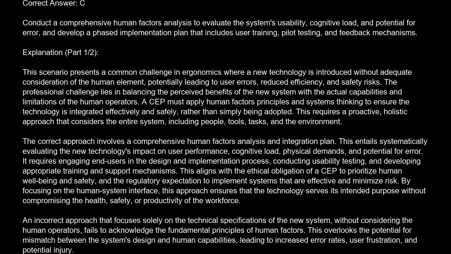Explanation. This scenario presents a common challenge in ergonomics where a new technology is introduced without adequate consideration of the human element, potentially leading to user errors, reduced efficiency, and safety risks. The professional challenge lies in balancing the perceived benefits of the new system with the actual capabilities and limitations of the human operators. A CEP must apply human factors principles in systems thinking to ensure the technology is integrated effectively and safely, rather than simply being adopted.